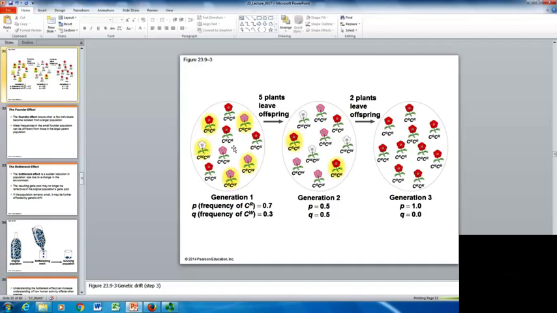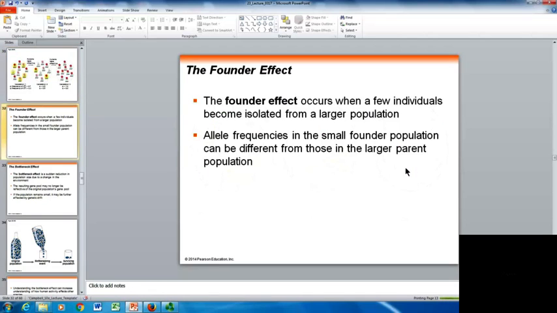When you look at the color proportions, the frequency of having red or white or pink flowers, you go from having a mix to having more red, and just depending, if you had 2 reds that were heterozygous for being red, the next generation you end up with all reds. With the founder effect, this occurs when a few individuals become isolated from a larger population.